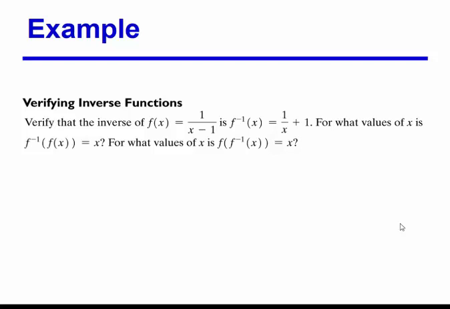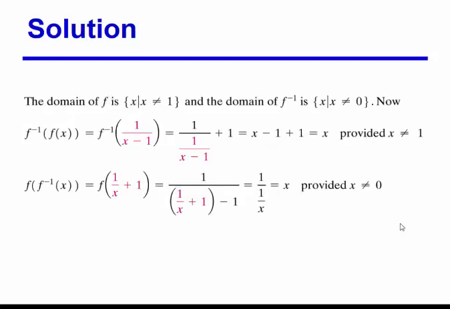Now, how do we verify inverse functions algebraically? So we're going to verify that f of x, which is 1 over x minus 1, is the inverse function of 1 over x plus 1. For what values of x is f inverse of f of x equal to x, and for what values of x is f of f inverse of x equal to x? So the domain of f, as long as x does not equal 1, the domain of the inverse, x cannot equal 0. So now, the composite f inverse of f of x is equal to x, provided that x does not equal 1, and then f of f inverse of x is equal to x, provided that x does not equal 0.